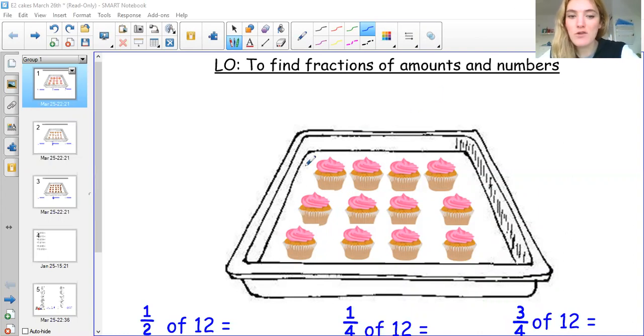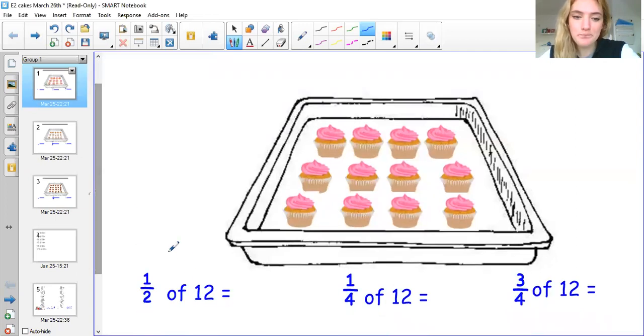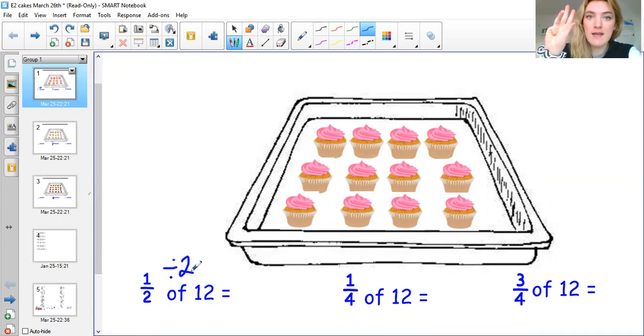Here we have 12 cupcakes in total, and they've got lovely pink buttercream icing on them. 12 in total, and we are asked to find a half of 12, okay? A half of 12 cupcakes is asking you 12 divided by 2. How many 2's go into 12? So if we do a 2 times table to 12, we'll get our answer. 2, 4, 6, 8, 10, 12. So the answer is 6. So a half of 12 is 6.